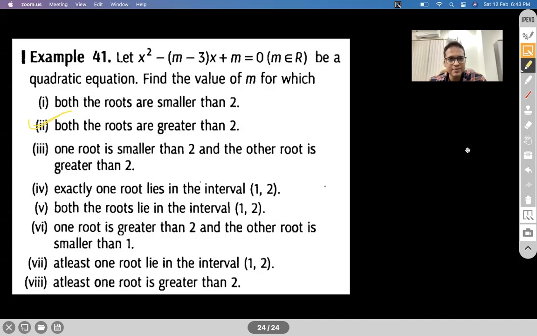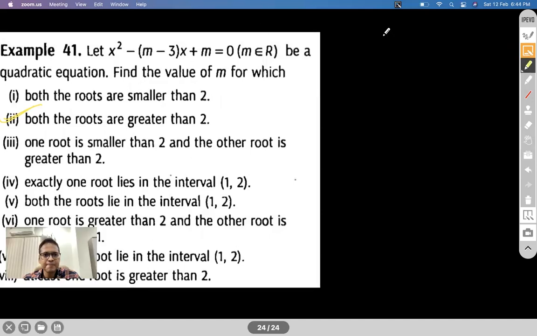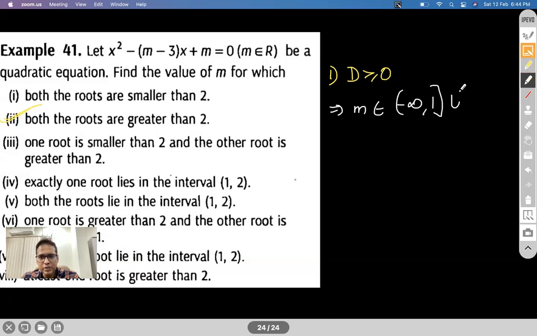Yes, anybody? Okay, Satyam, very good. See, first condition, as I told you, D should be greater than or equal to zero. By the way, we had already solved it, and this gave us m lying between minus infinity to 1 union 9 to infinity, correct? So we have already solved it. No need to solve it again because we are using the same quadratic here also.